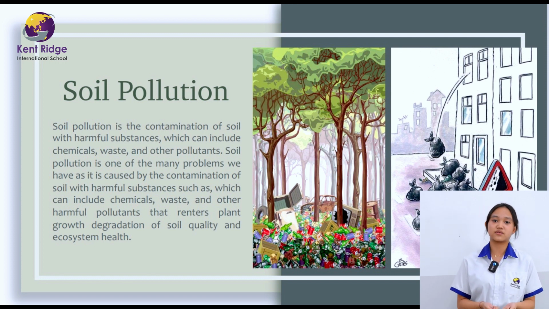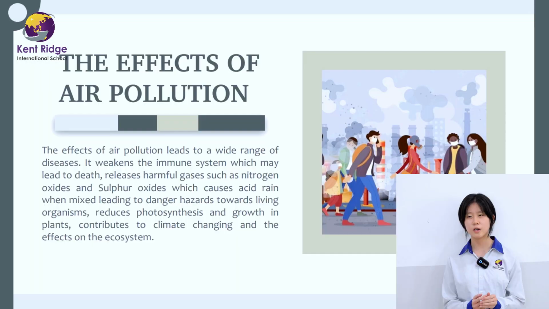The effects of air pollution. The effects of air pollution lead to a wide range of diseases. It weakens the immune system, which may lead to death. It releases harmful gases such as nitrogen oxide and sulfur oxide, which when mixed lead to acid rain and danger hazards towards living organisms. The effects of air pollution also reduce photosynthesis and growth in plants, and contribute to climate change and effects on the ecosystem.